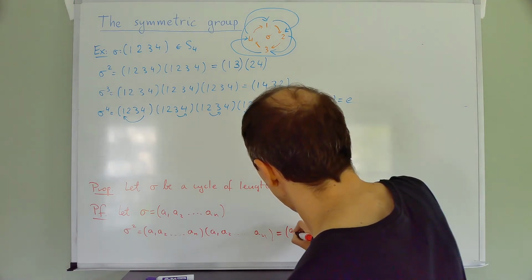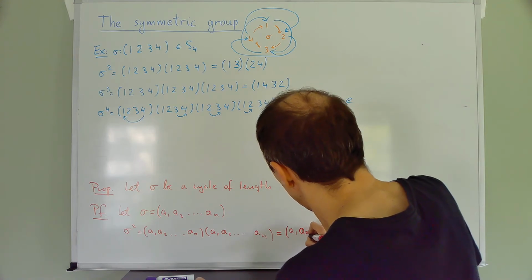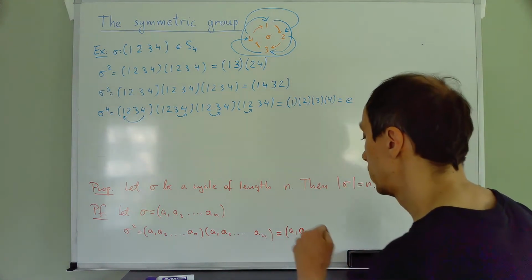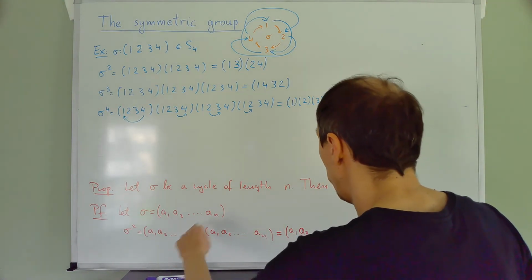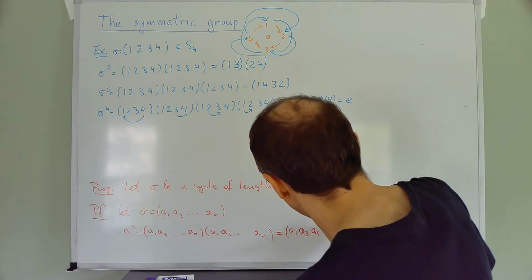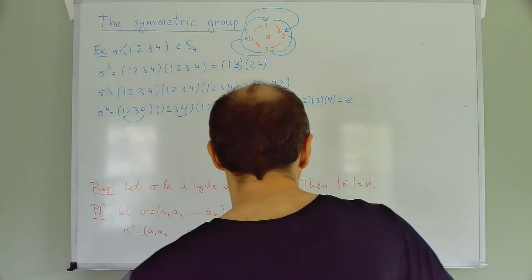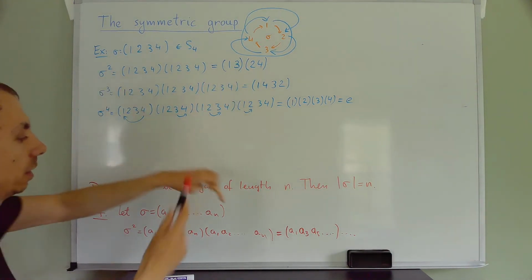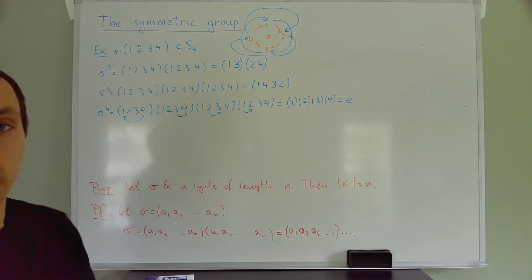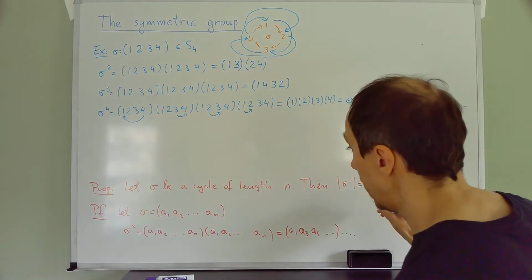I'll start with a1. a1 goes to a2, and a2 goes to a3. So I get a3 here. What happens to a3? a3 would go to a4, and a4 would go to a5, and so on. There might be another cycle here to start, but let me just put dots here. What was happening to the numbers here is now happening to the indices here.